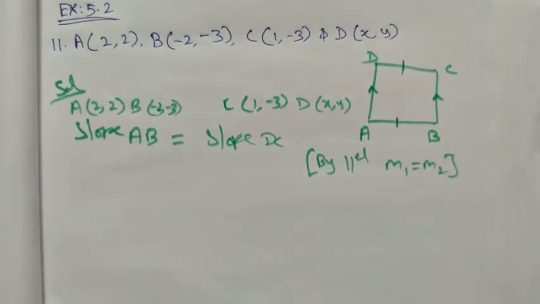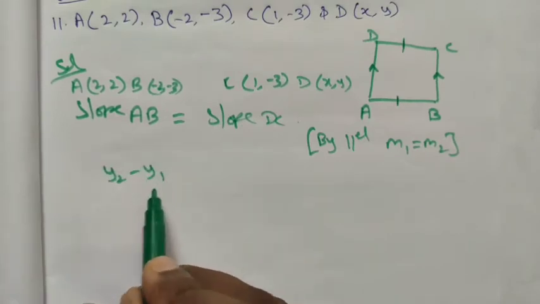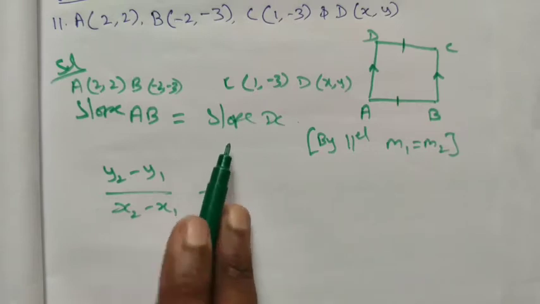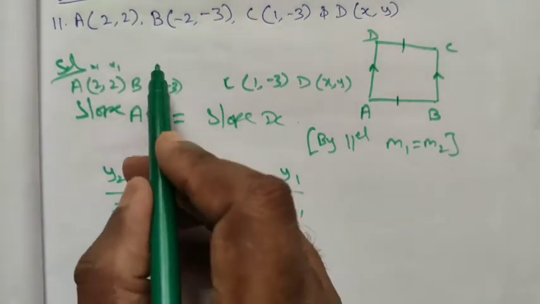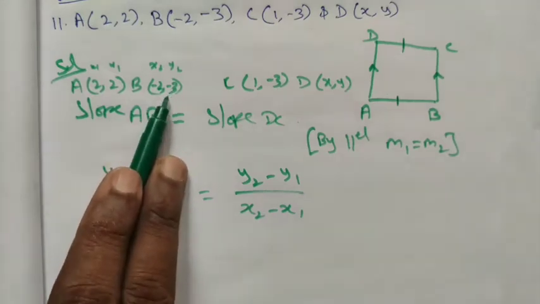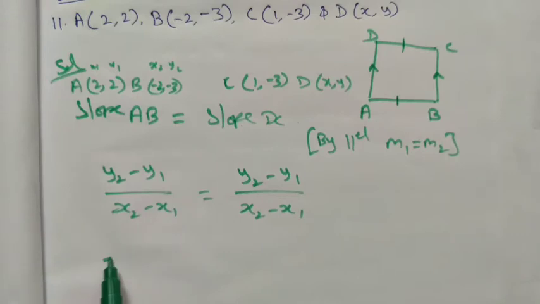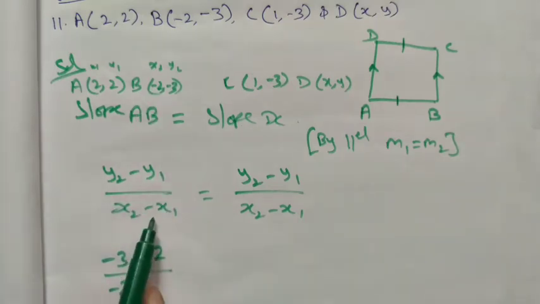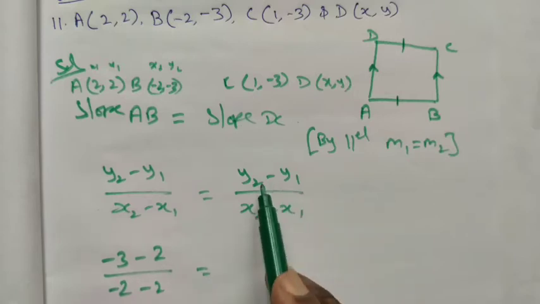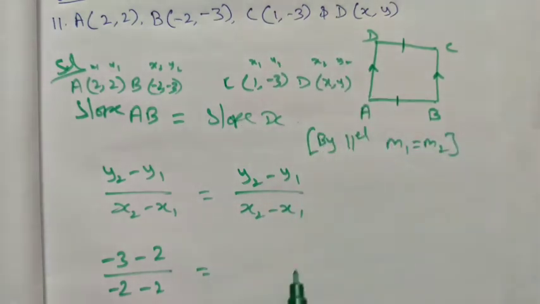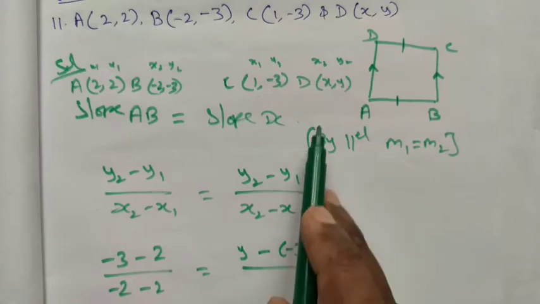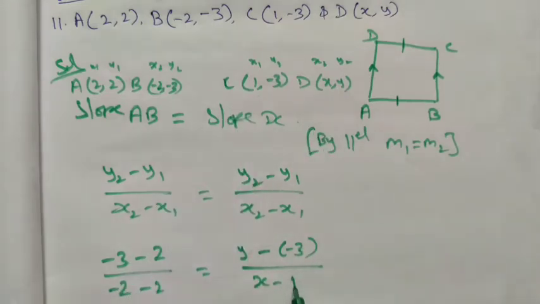For the slope we know the formula. When 2 points are given, the formula is y2 minus y1 divided by x2 minus x1, right? Here also the same formula. The first point I take as x1, y1, the second point as x2, y2. See here the slope of AB: y2 is equal to minus 3, minus y1 which is 2, divided by x2 which is minus 2, minus x1 which is minus 2. Now come to the slope of DC. These are the 2 points. The first point I take as x1, y1, second point x2, y2, right? Here y2 is y, minus y1 which is minus 3, divided by x2 which is x, minus x1 which is 1.